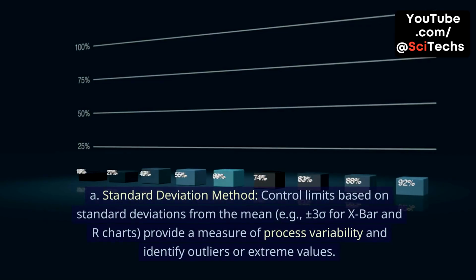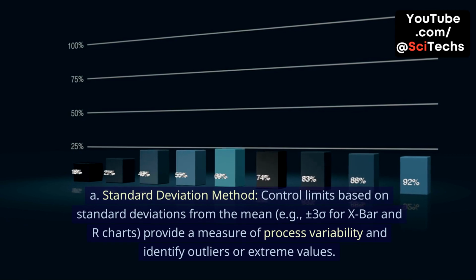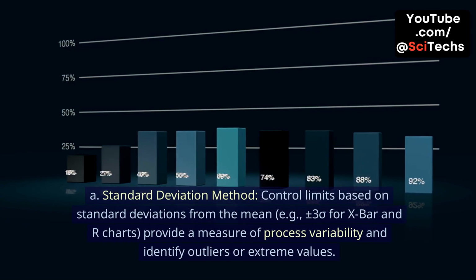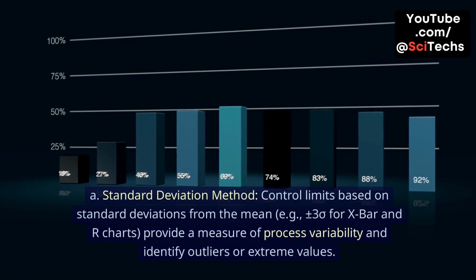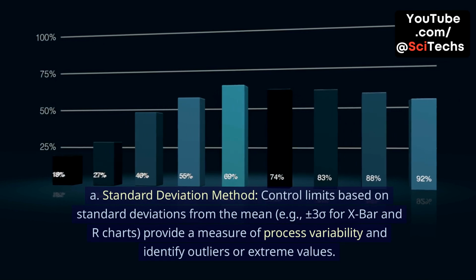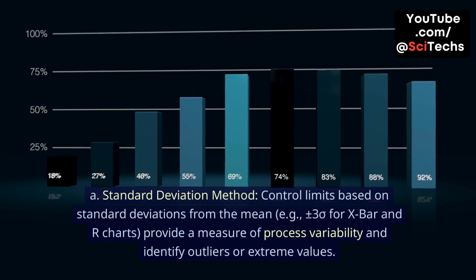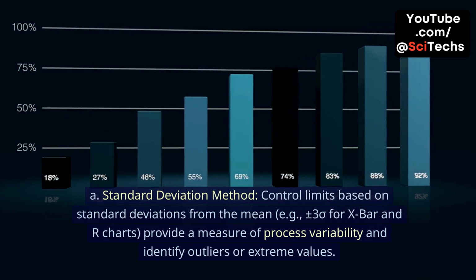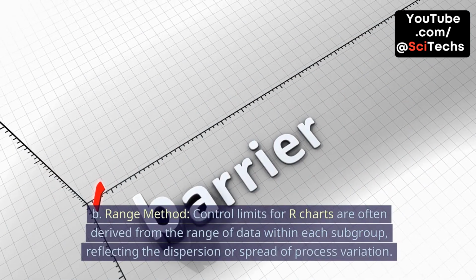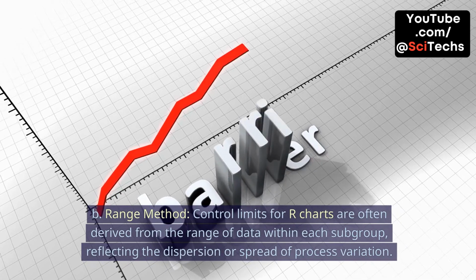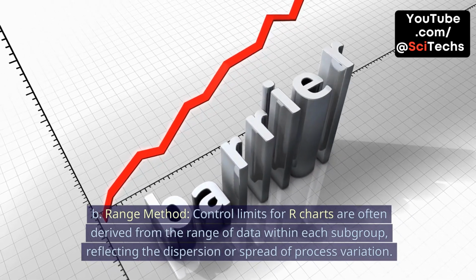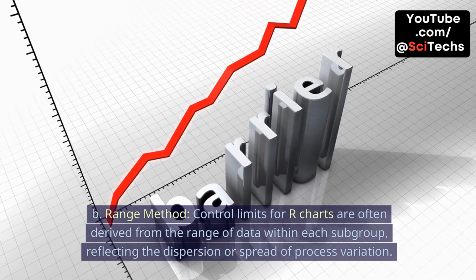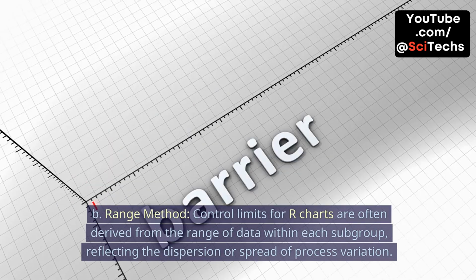A. Standard deviation method. Control limits based on standard deviations from the mean, e.g., plus or minus 3 sigma for X-bar and R charts, provide a measure of process variability and identify outliers or extreme values. B. Range method. Control limits for R charts are often derived from the range of data within each subgroup, reflecting the dispersion or spread of process variation.